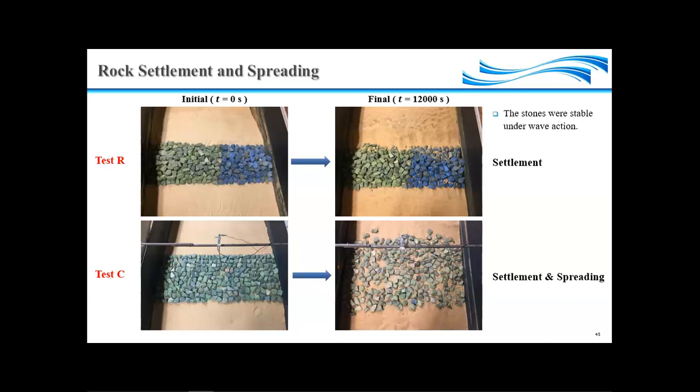This is a single layer, this is before, after. Then stone didn't move, but the sand moved. When sand moves, it causes the movement of stone. And then you get this big gap, then sand comes out. So that's why this single layer didn't protect the sand underneath.